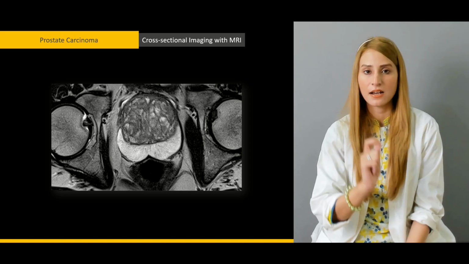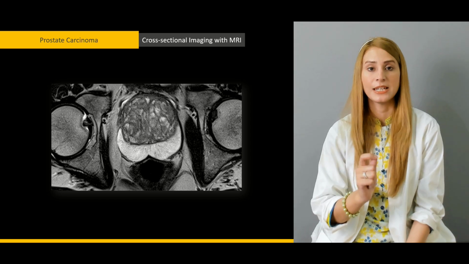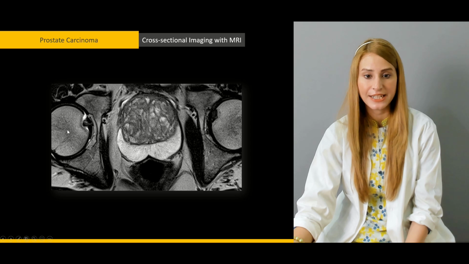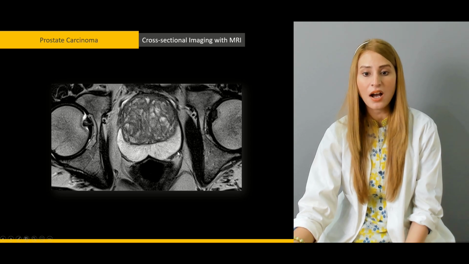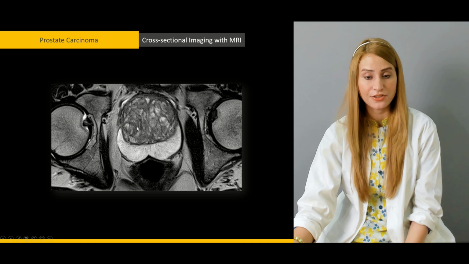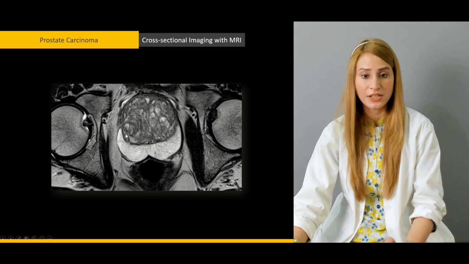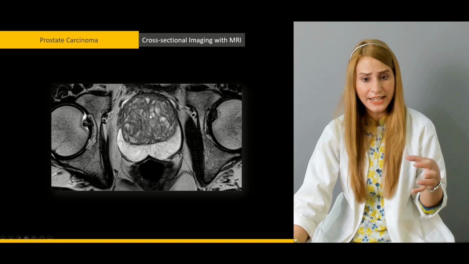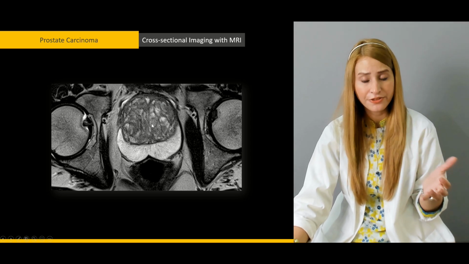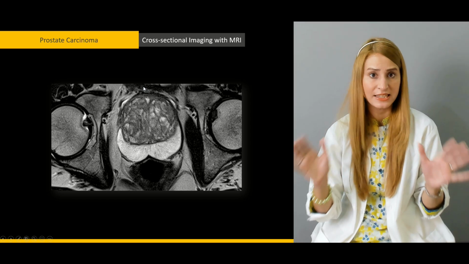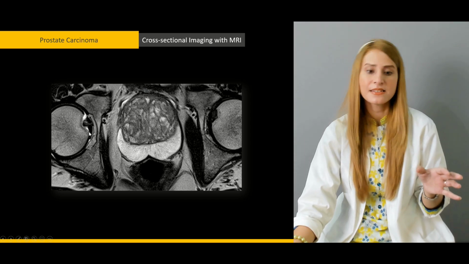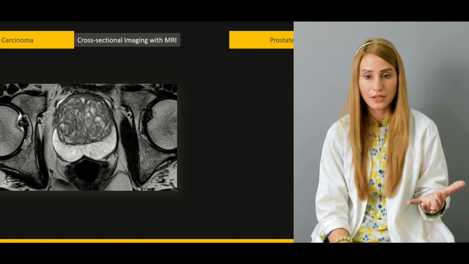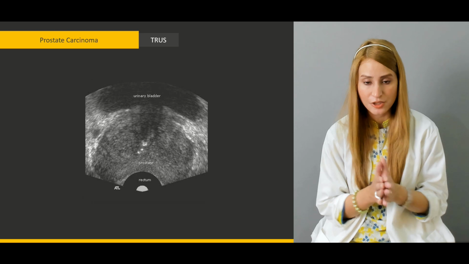MRI has very good sensitivity to pick up the cancer cells. You can see here these are the kidneys, this is the prostate, and this is the prostatic cancer. So MRI is very sensitive. You can see that this is the cancer, and it's obstructing the prostatic urethra and the bladder neck as well, and some malignant cells can be found in the kidneys and the seminal vesicle. So that's why MRI is very important.